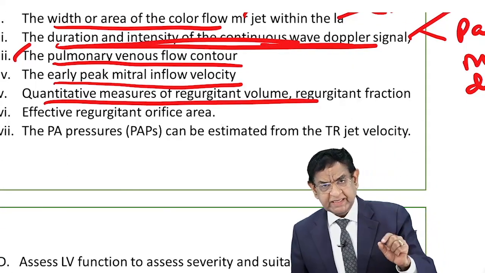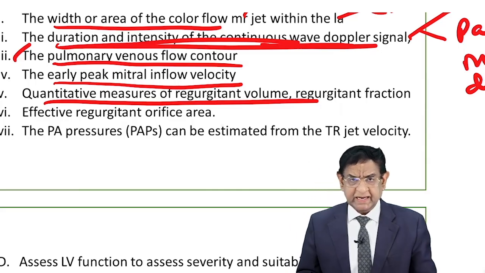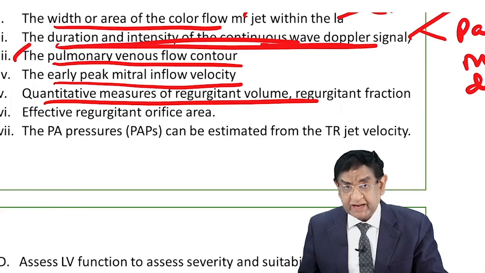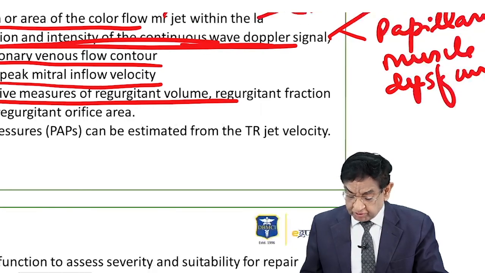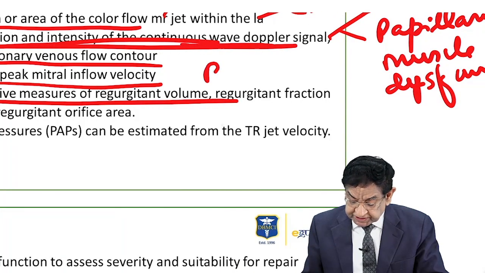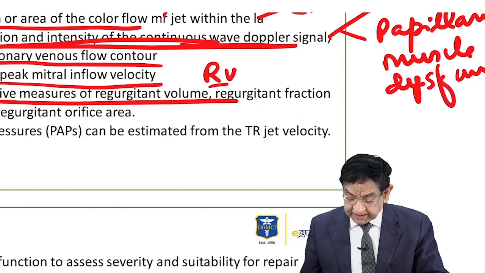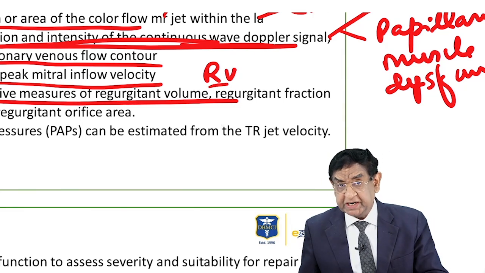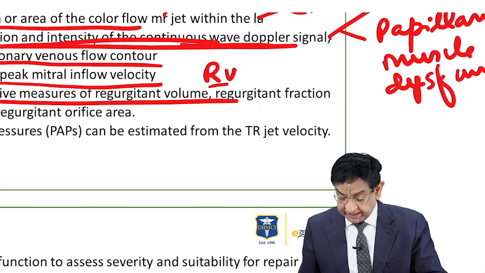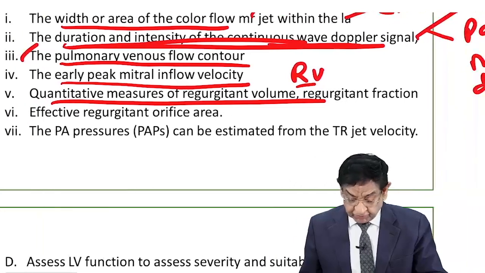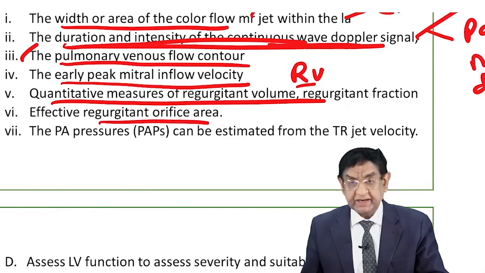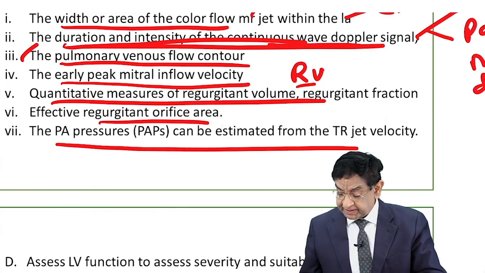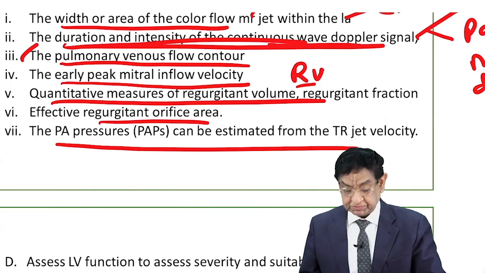Not only can we see the velocity of blood coming to the LA, we can also see how much blood is coming. We can even quantify it, and this is what we call regurgitation volume, but they write it as RV. RV is the amount of blood in regurgitation that is coming from LV to LA. And of course we can measure the valve area, and finally we can measure the pulmonary artery pressure also.